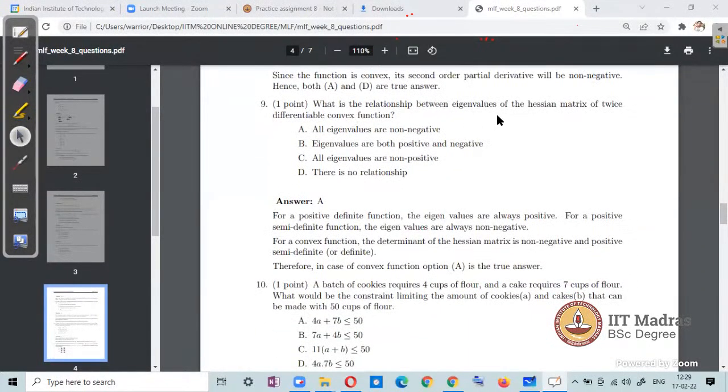What is the relationship between the eigenvalues of the Hessian matrix of a twice differentiable convex function? All eigenvalues are positive or non-negative. Both will work. Non-negative, yeah.